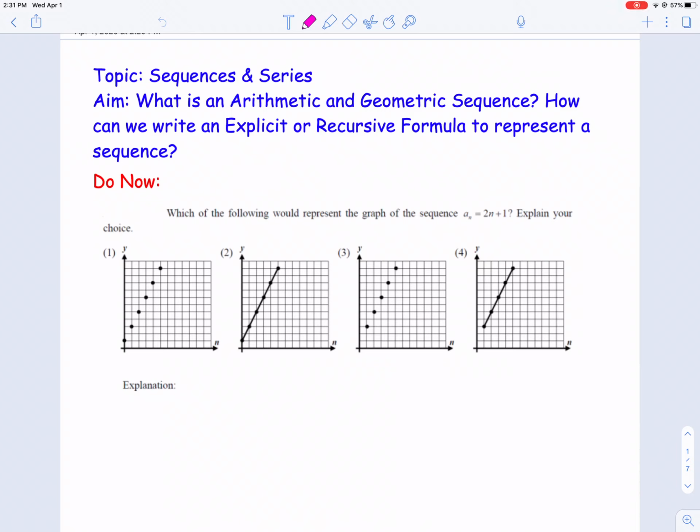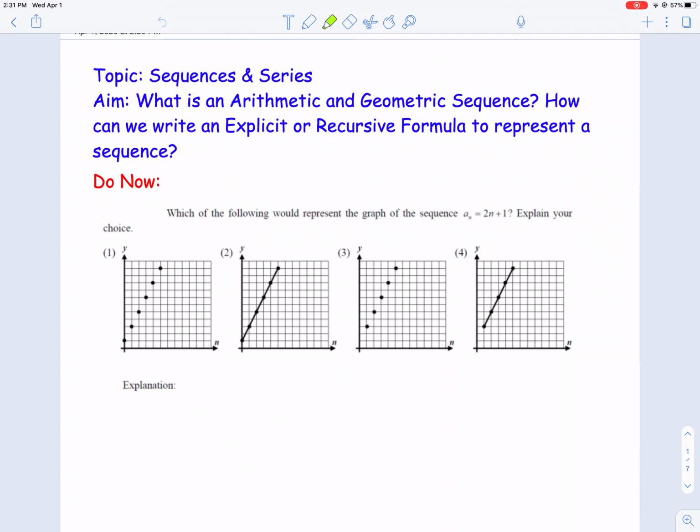Hi everyone. We are starting a brand new topic. We're moving away from logs and we're getting into sequences and series. Today's lesson is going to be such a nice little review for you guys from Algebra 1. So if you look at your do now, we are talking about graphing the sequence.